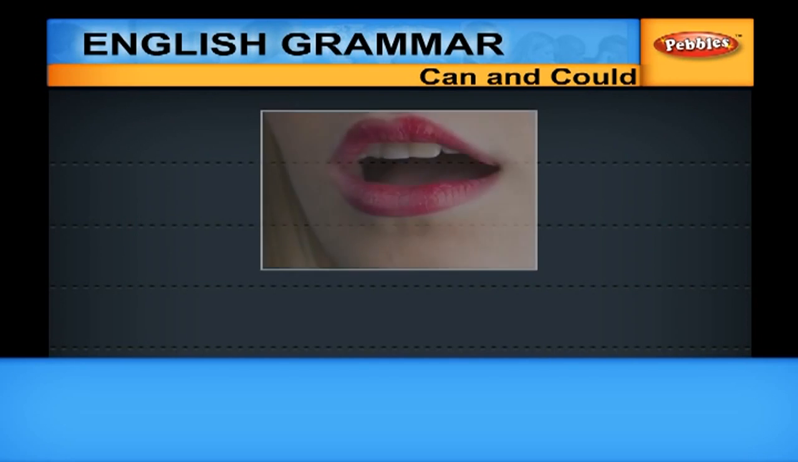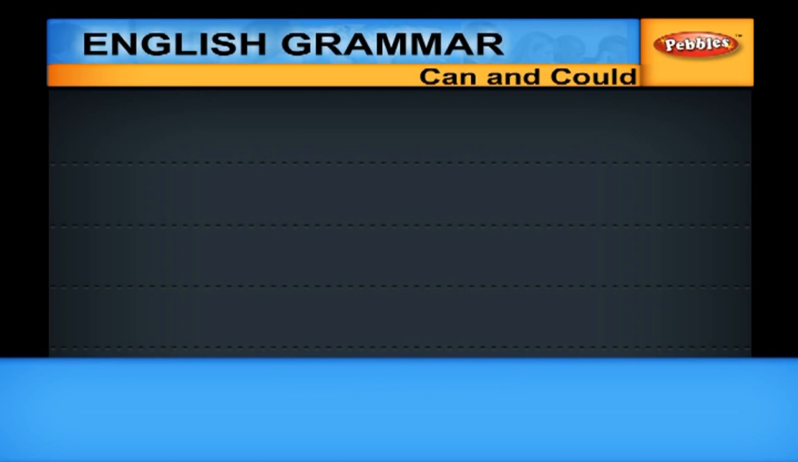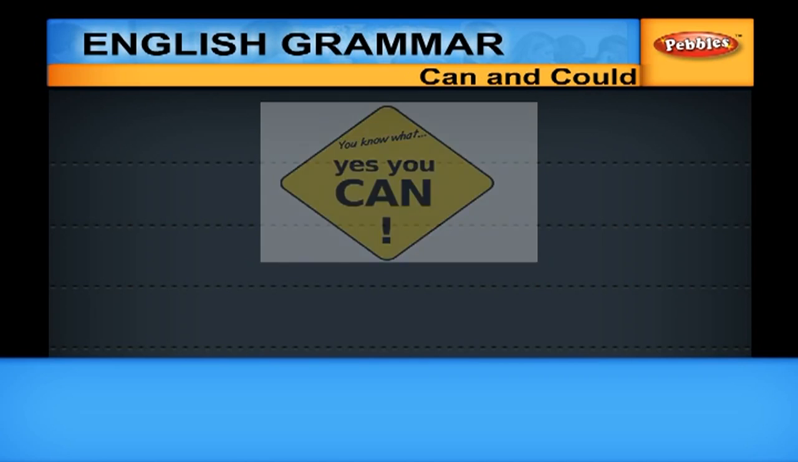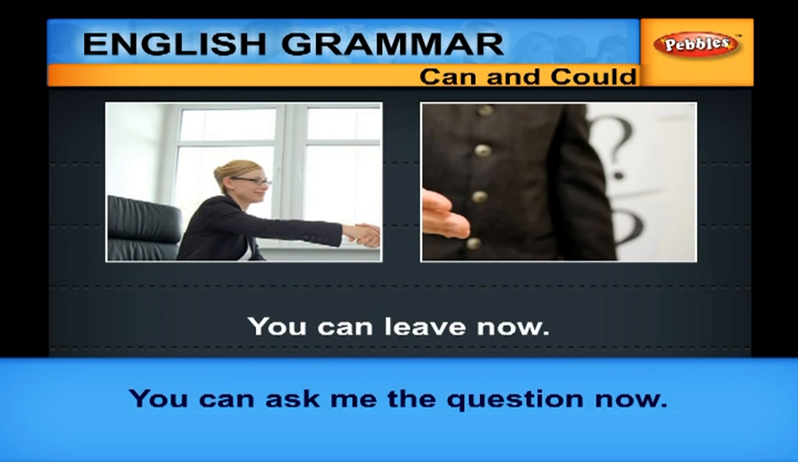Can is also used to seek permission. Can I do it? Can I leave now? But can is considered an informal way of seeking permission. Can can also be used to grant permission. You can leave now. You can ask me the question now.